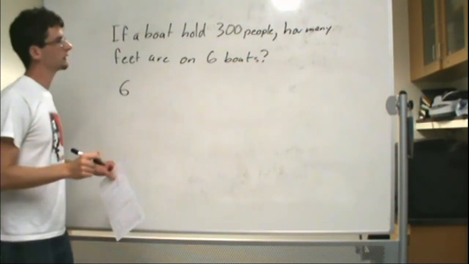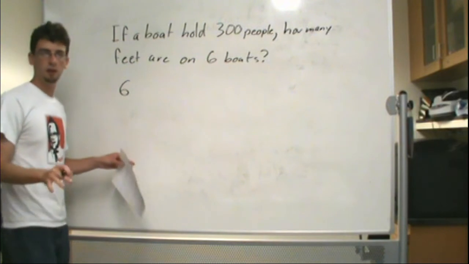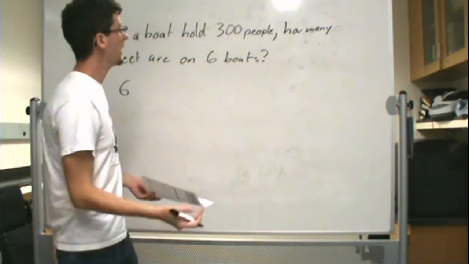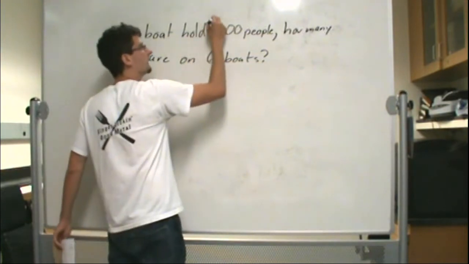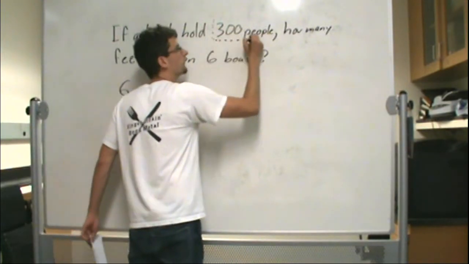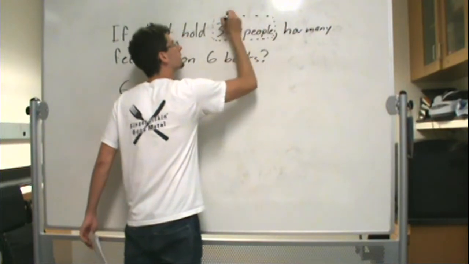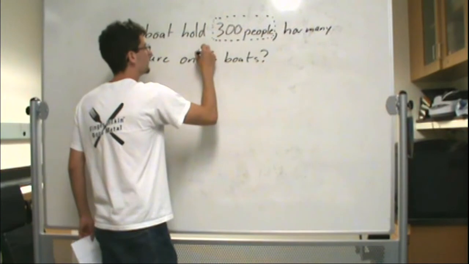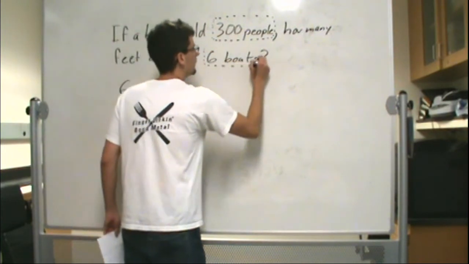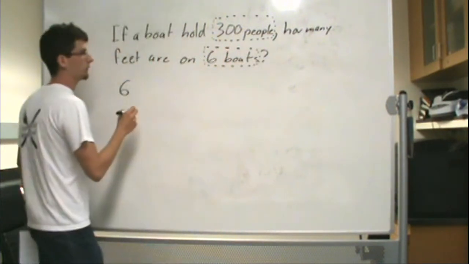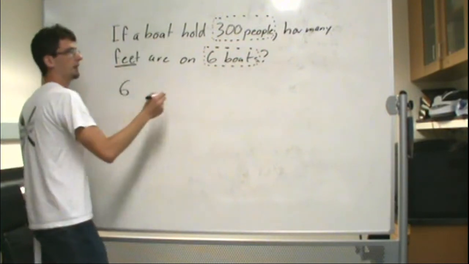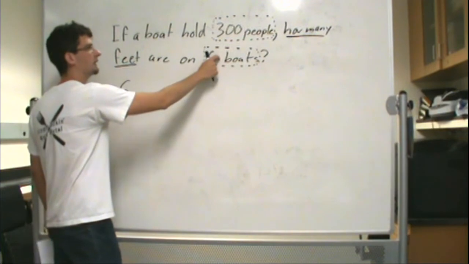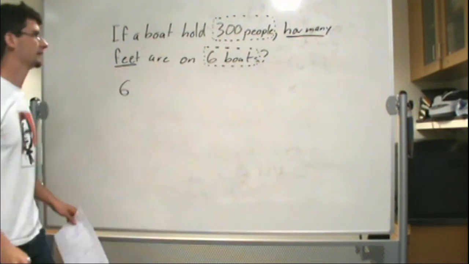So let's first mark off what we know and what unit we're starting with and where we want to get to. How I do this is I box off the information that we know with a dotted box, and then I underline the information that we want to know. So we want to know how many feet. And we know that we have 6 boats and there are 300 people per boat.